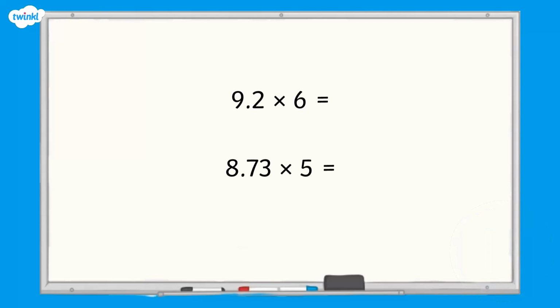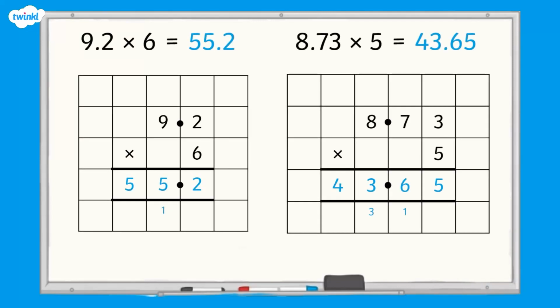How did you get on? Check your answers and pause again to take a closer look if you made any mistakes. 9.2 multiplied by 6 equals 55.2, and 8.73 multiplied by 5 equals 43.65.